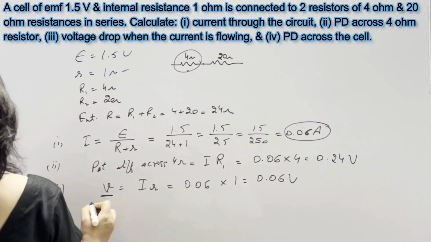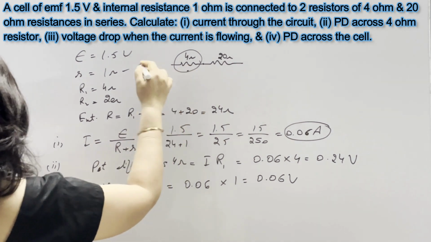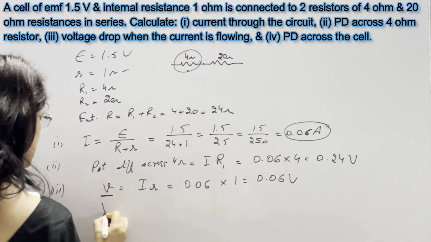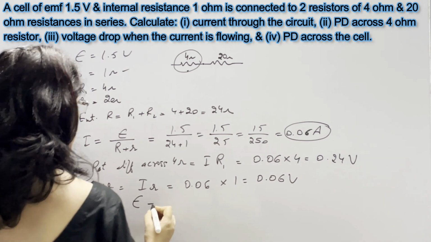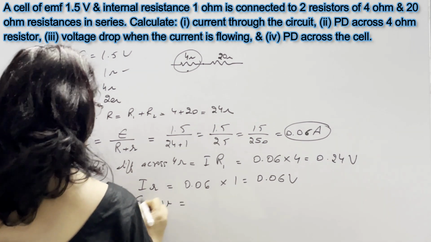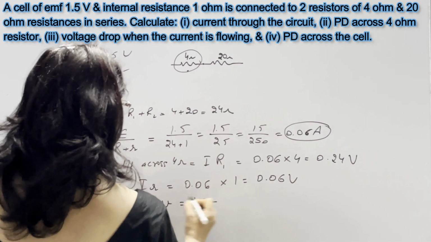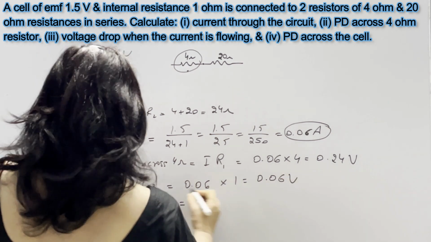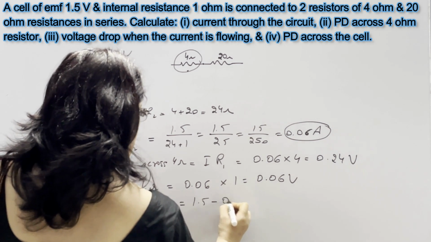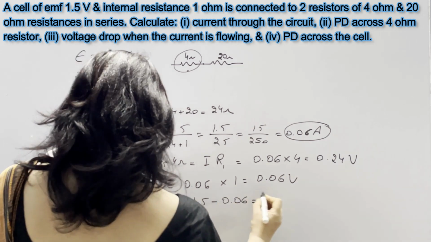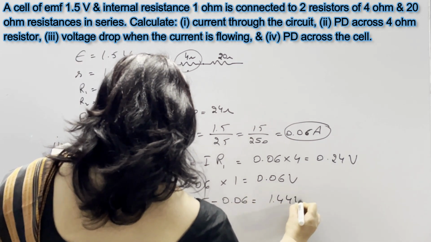Now fourth part, potential difference across the cell. Potential difference across the cell, V is equal to EMF minus small v. Now EMF is 1.5 minus small v, current into this we have just calculated, 0.06. It means this is 1.44 volt.